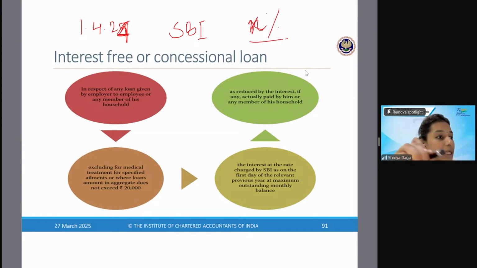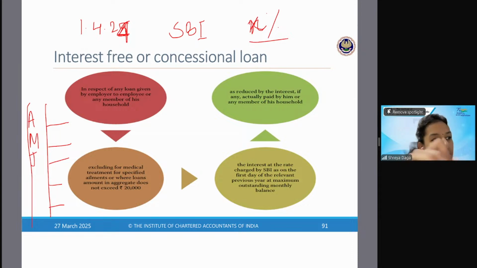That you will apply on the maximum outstanding monthly balance. So you will calculate the monthly balance for April, May, June, for whatever period the loan was being used. You will calculate the balance at the end of the month. Then you will take the maximum outstanding monthly balance. Because what happens is, if they say take the balance as on the last day, what will the employee do? He will completely repay the loan on the last day. He will repay the loan on 31st and take the loan again on 1st April, so that the balance is zero.